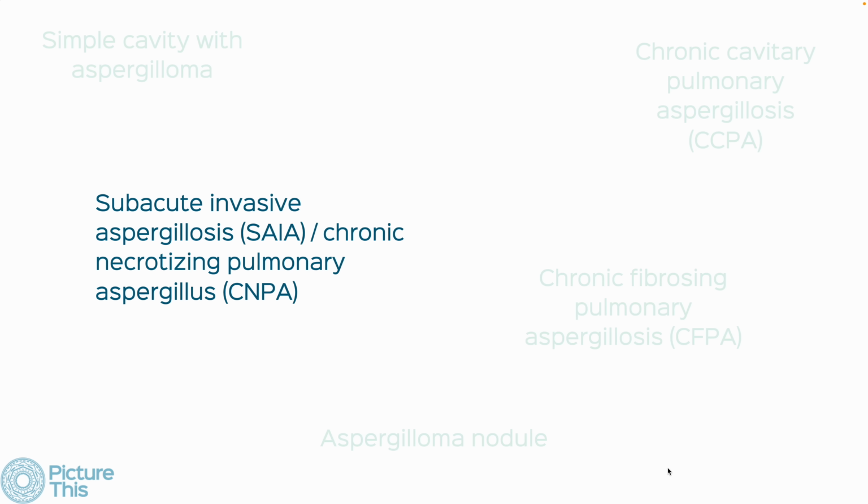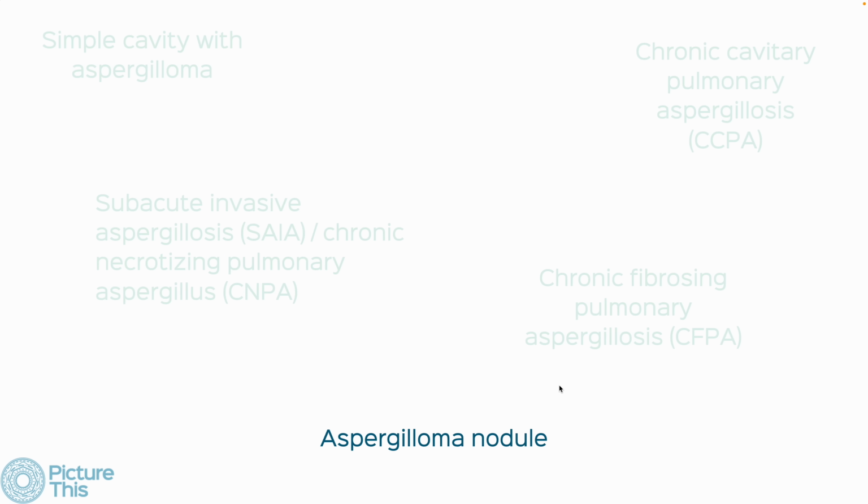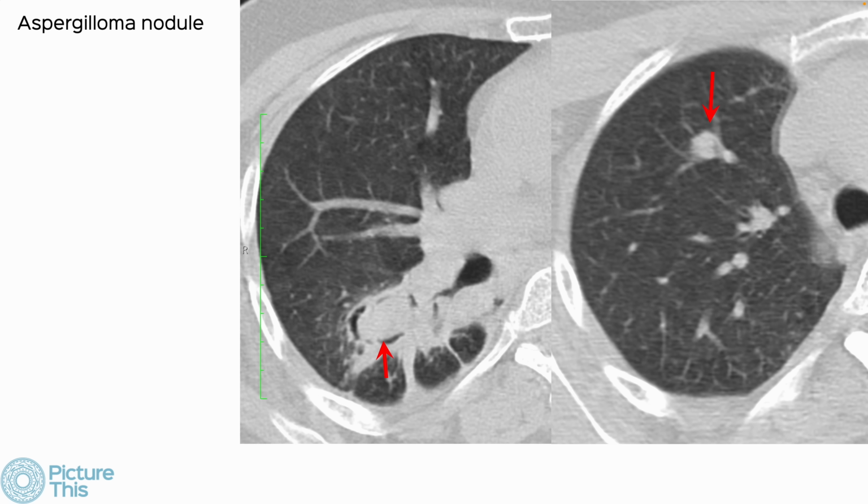CNPA is tough. For that, you have to have a CFPA first, and then within that, you would have a fungal ball, and then you'd have ground glass suggesting that there's some necrotizing component, and I find this a very tough diagnosis to make. So is aspergilloma nodule, because how do you diagnose it without a biopsy?